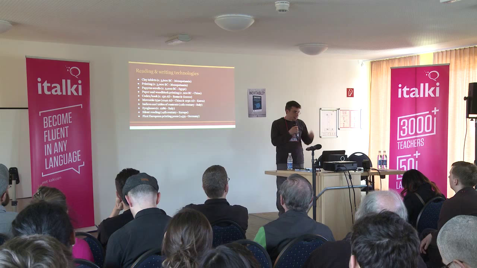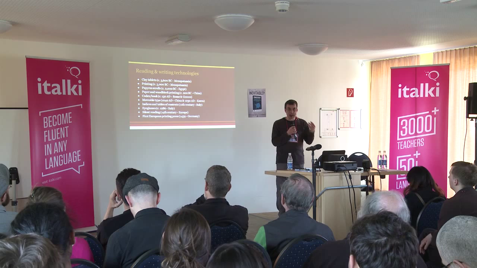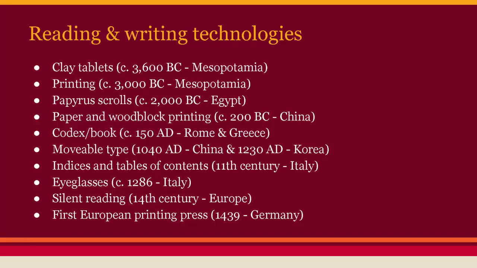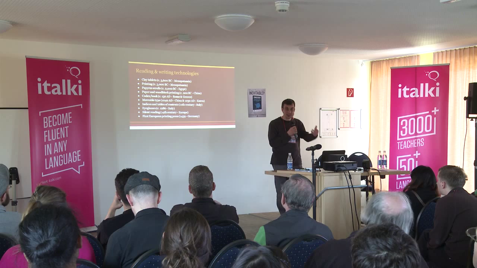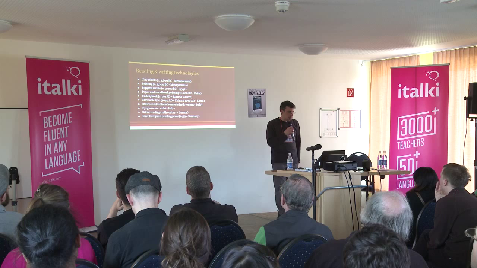In ancient Mesopotamia, the first writing technology was the clay tablets and the stylus from about 3600 BC. And they also invented a form of printing, possibly. This is uncertain. These dates are all, that's why we got this C there, circa, from Latin, around. They're all uncertain. A form of printing was invented in Mesopotamia, which is between the Tigris and Euphrates rivers in what's now Iraq, in about 3000 BC.